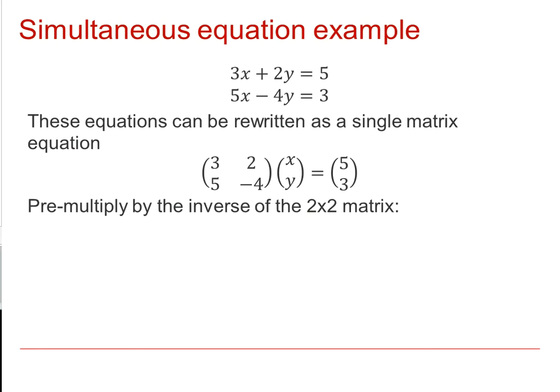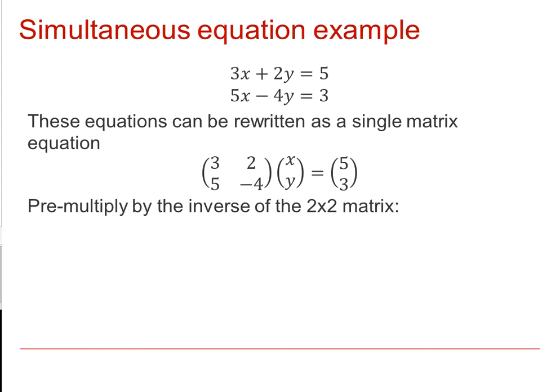Here is an example to make that clearer. We start with the two equations, 3x plus 2y equals 5 and 5x minus 4y equals 3, and we can rewrite this as a single matrix equation, where M will be (3, 2, 5, minus 4), acting on (x, y) to give the resultant (5, 3).